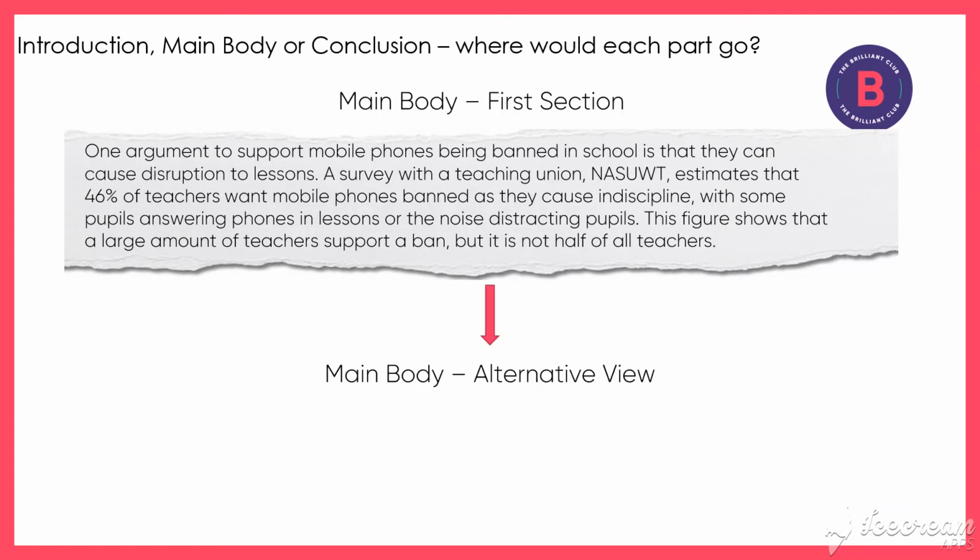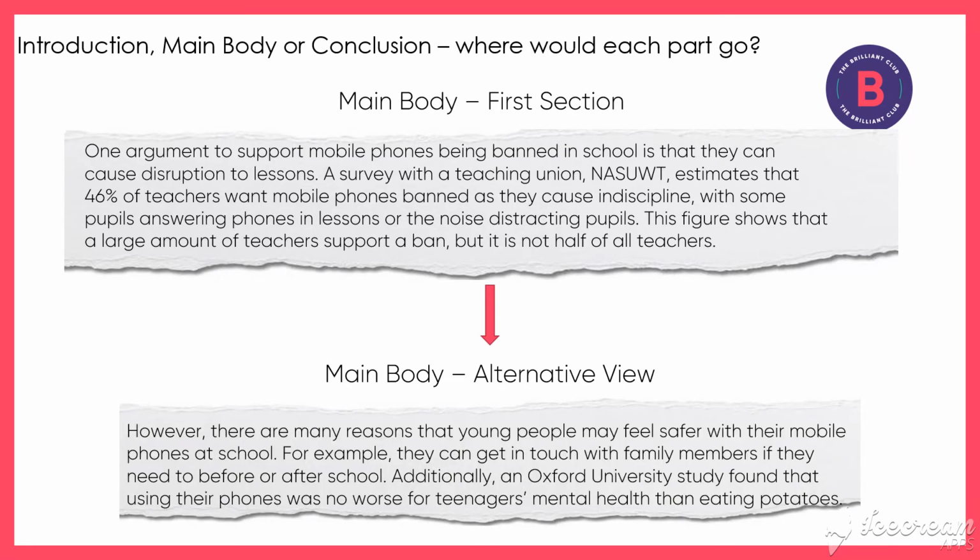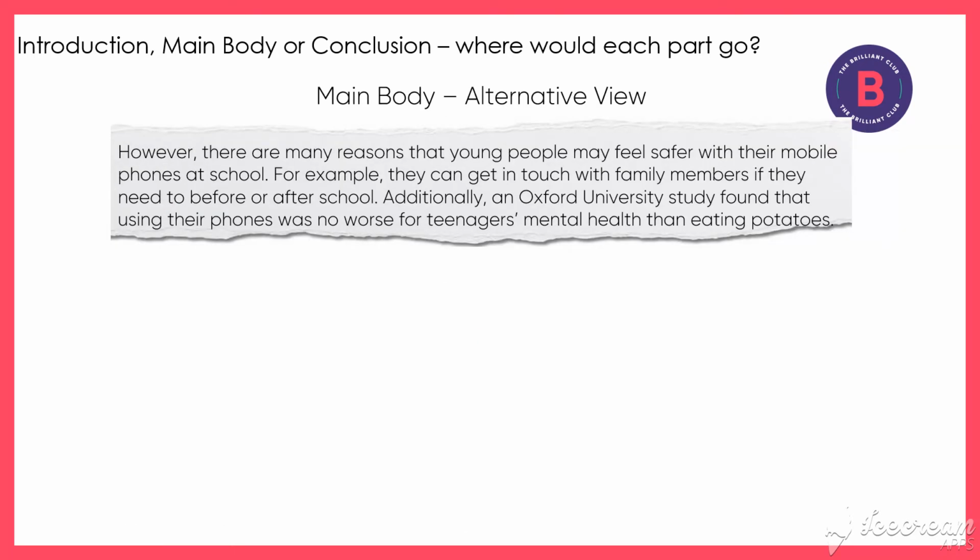We then come on to the alternative view. Remember, one of our other key ingredients was showing two different sides of an argument. And here we have the opposing view, that pupils may feel safer with phones and therefore they should be allowed to have them in schools. And again, the author has referred to a study, this time from Oxford University, to support that point.